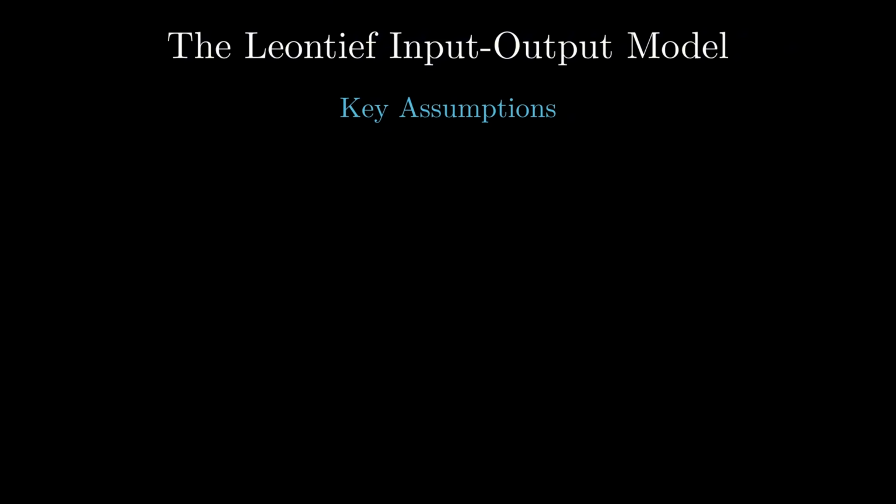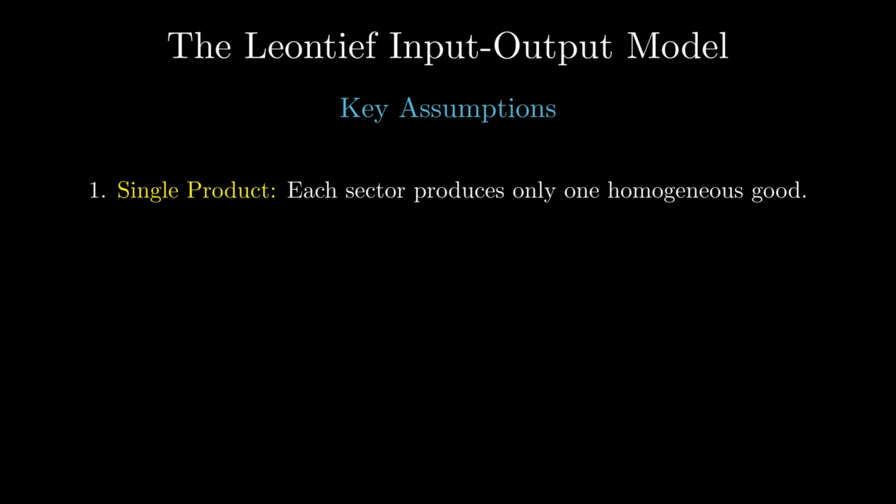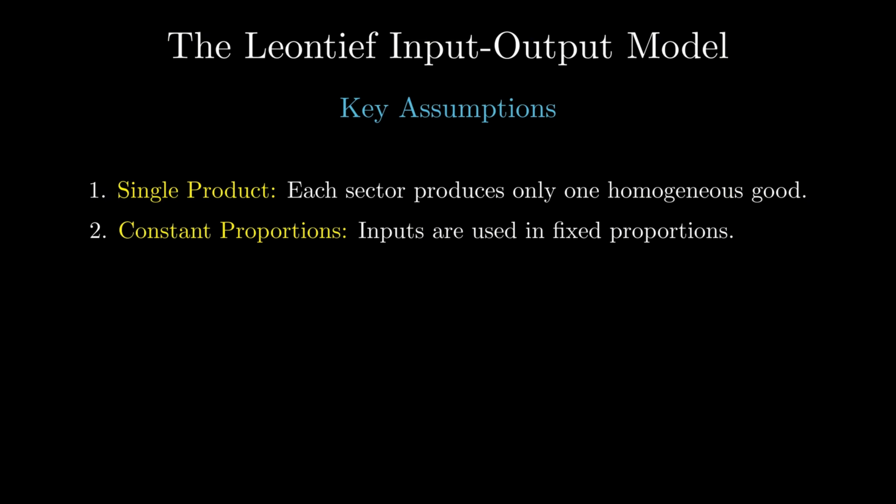Leontief's model relies on 4 key assumptions to keep the math from falling apart. Number 1. Single product. Every sector produces strictly one homogeneous good, no side hustles. Number 2. Constant proportions. Inputs are used in fixed ratios. Think of it like a strict baking recipe.